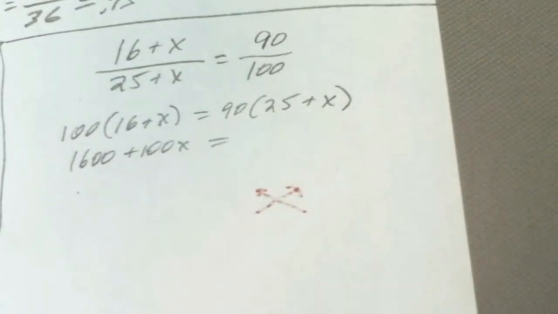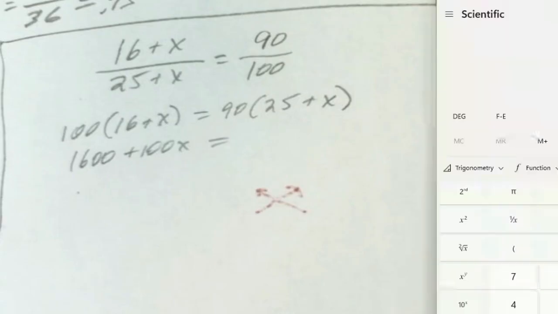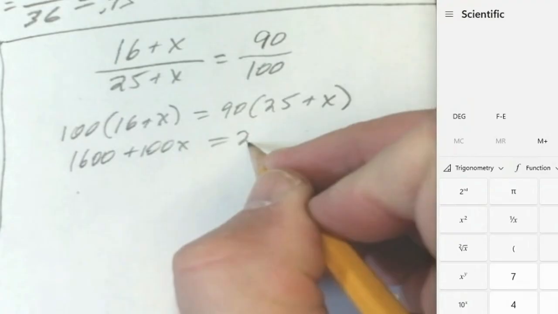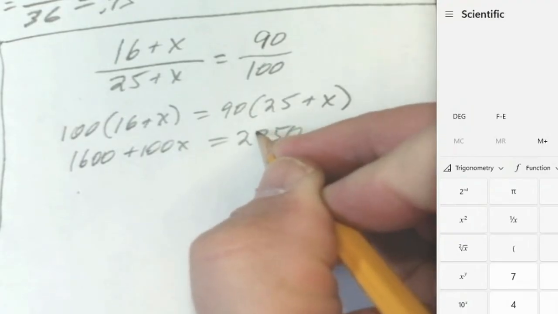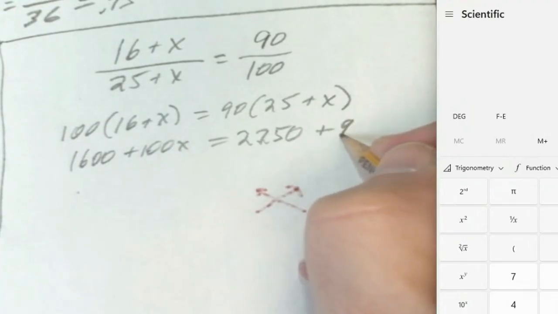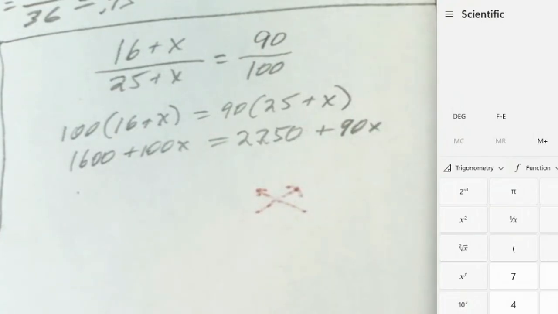90 times 25. If you don't have a calculator out, I'll get that number for you. 90 times 25 is 2250. Plus 90x. All right, how you doing? Pausing to let you get ahead again if that slowed you down with that 2250.